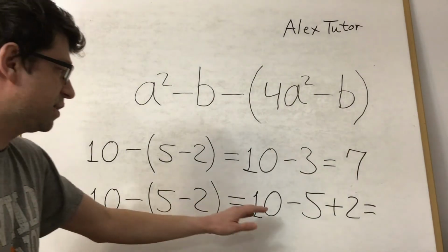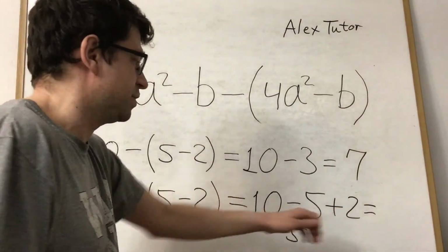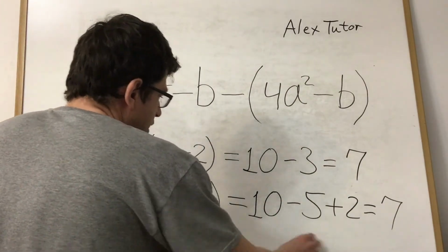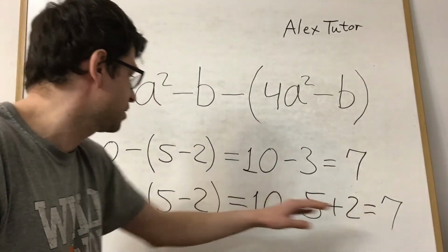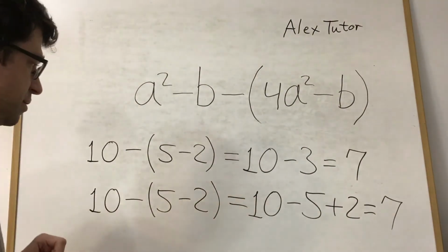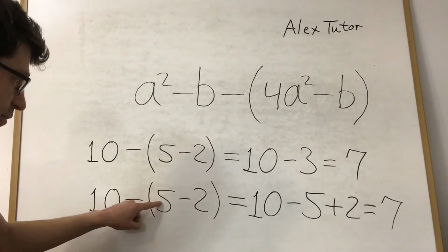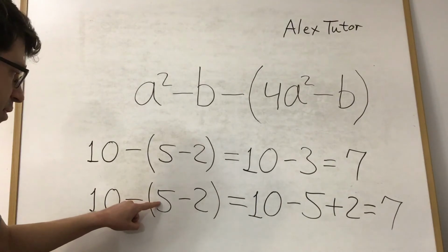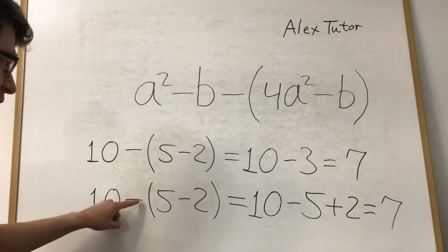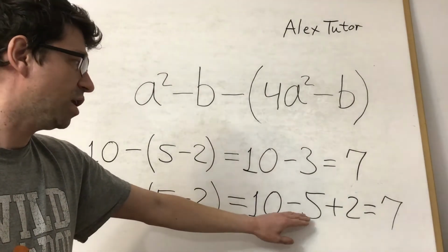So how much is it? 10 minus 5 is 5. And 5 plus 2 is 7. So I got the same answer. I got the right answer, because I changed the sign when I got rid of the parentheses. And by the way, 5 also changed. Over here, 5 is a positive number, because this minus is not in front of 5, this minus is in front of the parentheses. And now 5 also changed. Now 5 is negative.